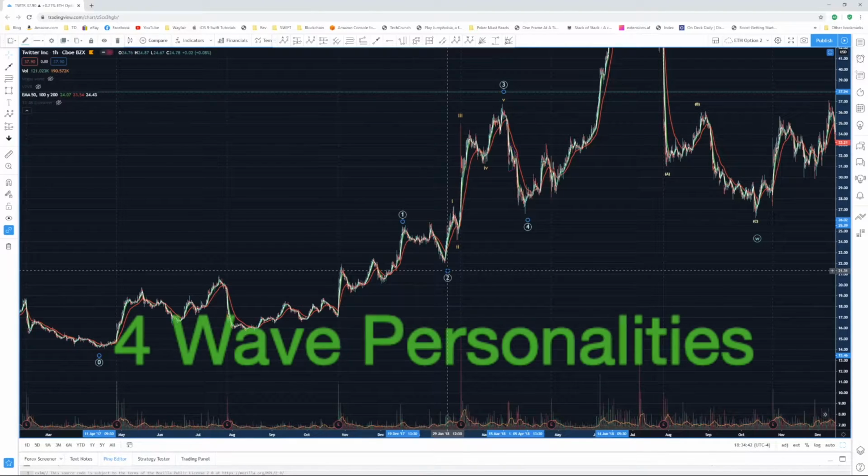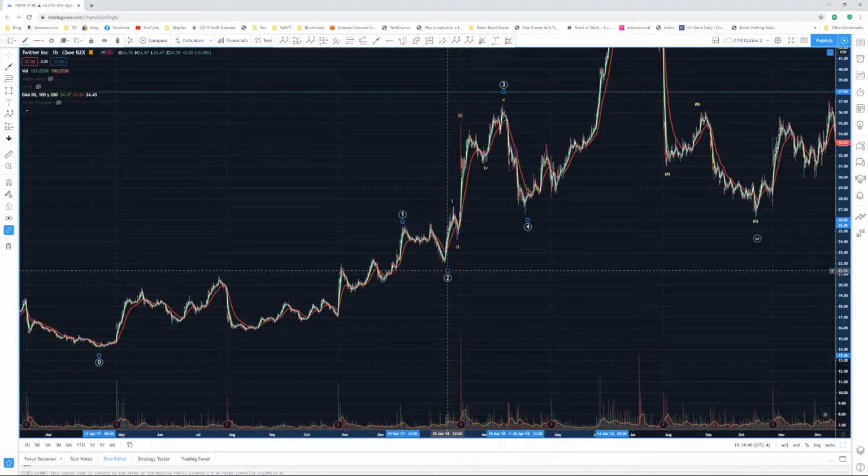Next up, the characteristics and personalities of four waves. Four waves are actually typically predictable in depth and form because, as we were speaking about in part 8 of this series with the rule of alternation, four waves should be the opposite of two waves. In other words, if our two wave did not retrace very much, our four wave should. And if our two wave is sharp, our four wave is likely to be sideways.